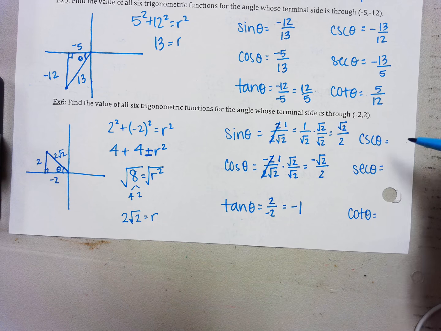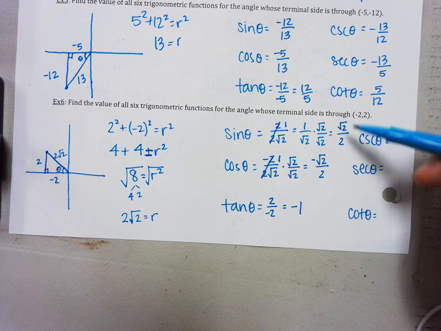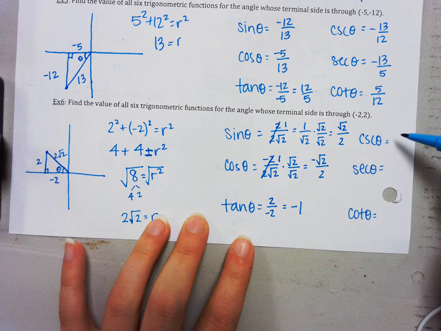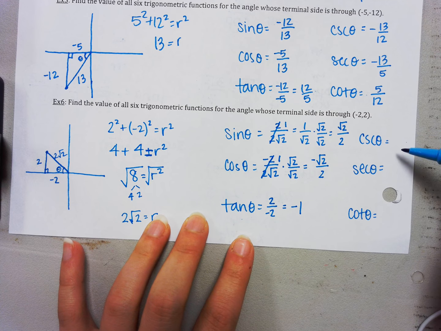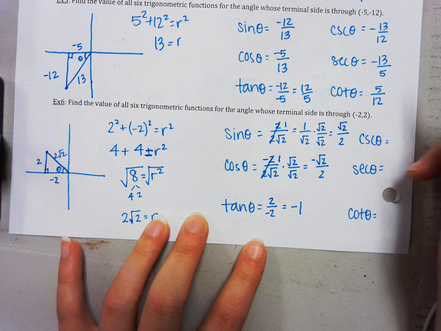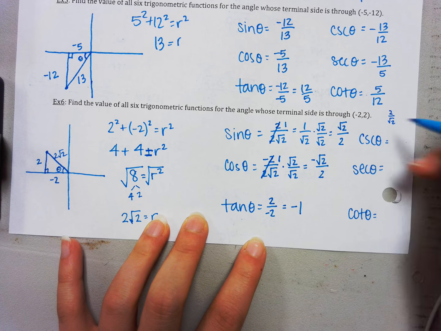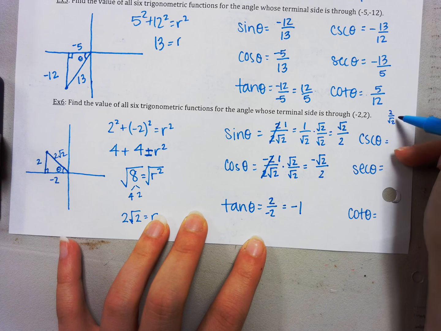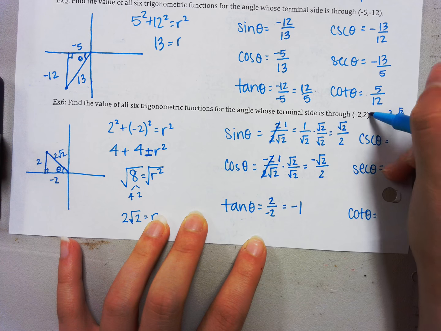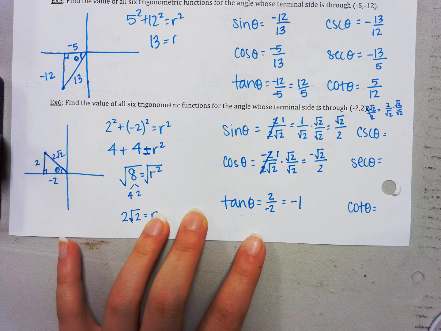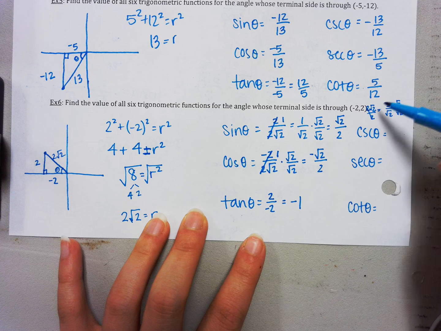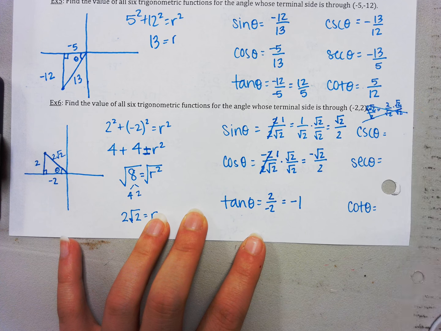Now what I could do for cosecant is take the simplified version of sine and flip it around again. So this time I'd have 2 over root 2. And then 2 over root 2 would be something I need to rationalize. So I could rationalize that out, and I'd get 2 root 2 over 2. And then I'd simplify the 2's and I'd get my answer. However, that is more work than you need to do. So instead, don't do that.